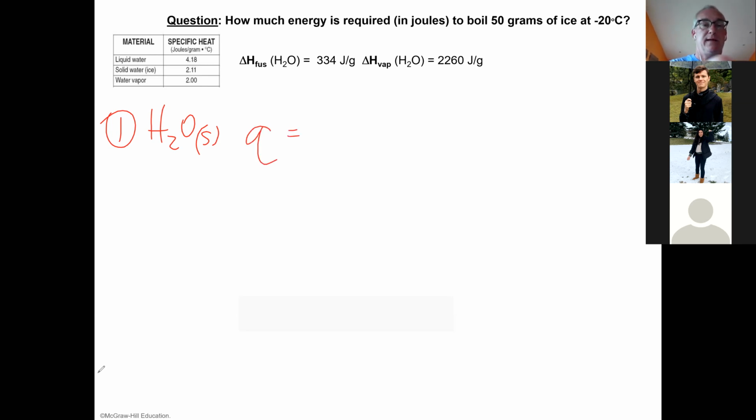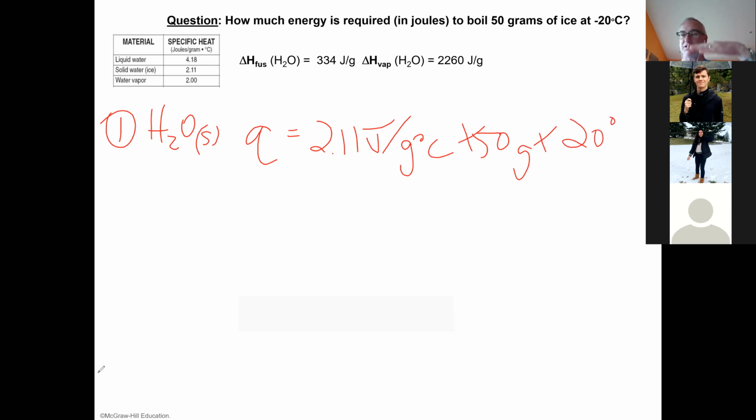And so that Q would be 2.11 joules per gram per degree C times 50 grams times 20 degrees, because we're going to go from minus 20 to 0. So that would be our first step. What would our second step be? The energy to convert to liquid.